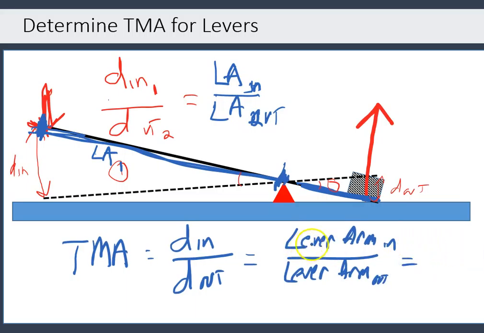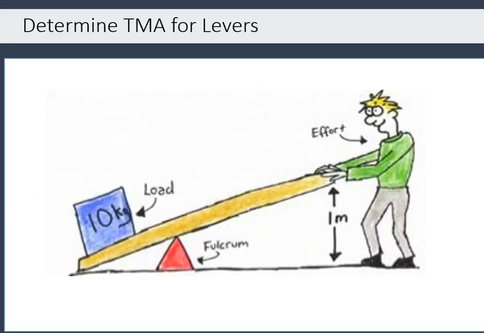And we're going to abbreviate those like we always do. So lever arm in divided by lever arm out. Okay, let's put that into action. Okay, let's take a look at this guy. He is pushing down on the right side of this lever to lift up a 10 kilogram load.